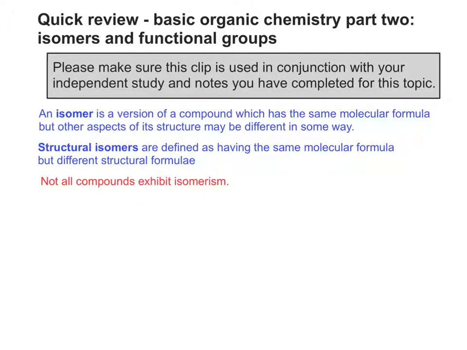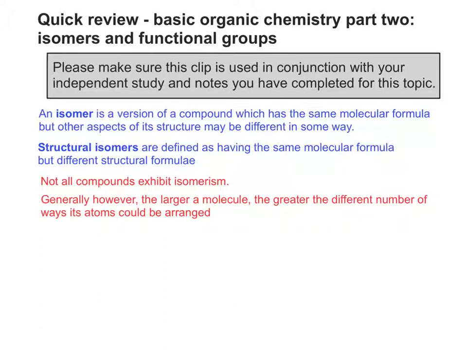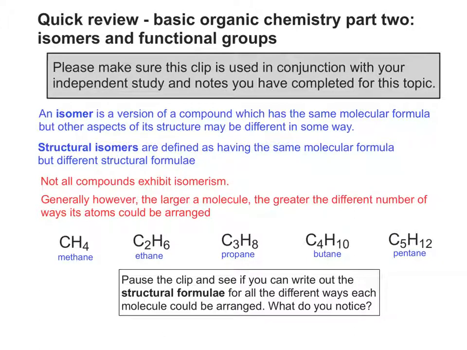So not all compounds exhibit isomerism, but in general terms, the larger a molecule, obviously, the greater the number of ways its atoms could be arranged. So here we've got the molecular formulae of the first 5 members of the alkane homologous series. So pause the clip and see if you can write out the structural formulae for all the different ways each molecule could be arranged. And think about what you notice as you complete this.